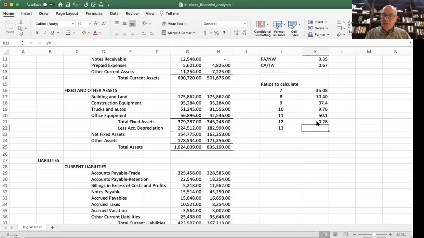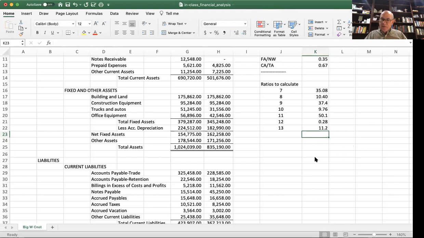Working capital turns is a little more complicated, and I'll need to talk about that probably next time. It's revenues minus subcontracts over the working capital, and we'll talk about that a little bit. This number, if you got it, is 11.2, by the way, and the working capital itself is 200,638. So that's working capital.